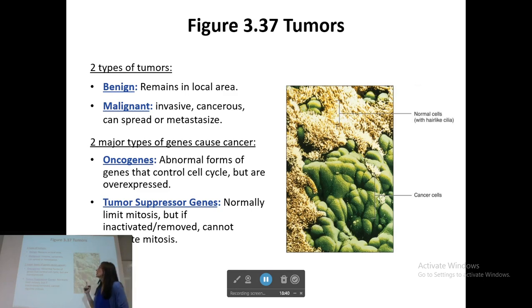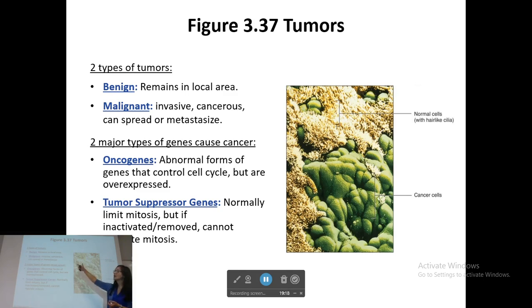Right? So there are two types of tumors. Okay? There's benign and malignant. A benign tumor, or if you had a biopsy done and it came back as benign, right? That means that it is not dangerous at that point, that it is encapsulated in a local area, and it may just be kind of like a mole. Let's say you have a mole removed and they biopsy it, right? And it comes back benign. It's just a mole. There's nothing dangerous about it.